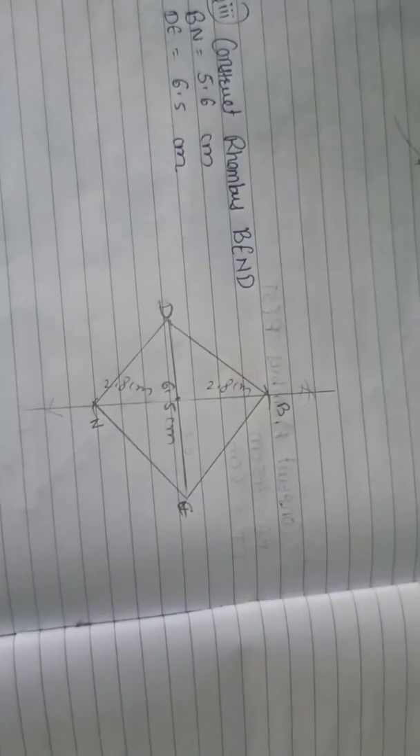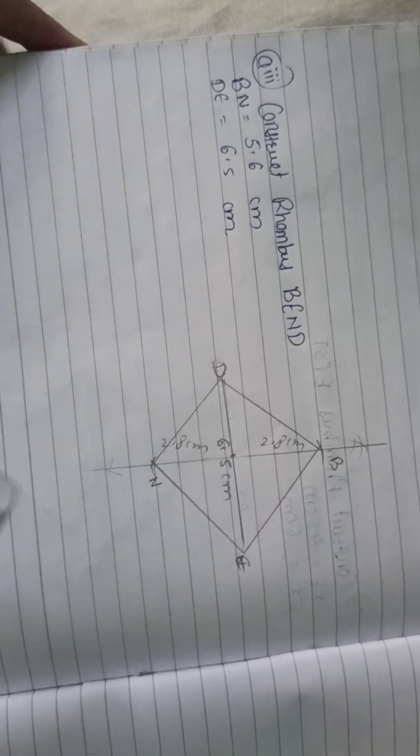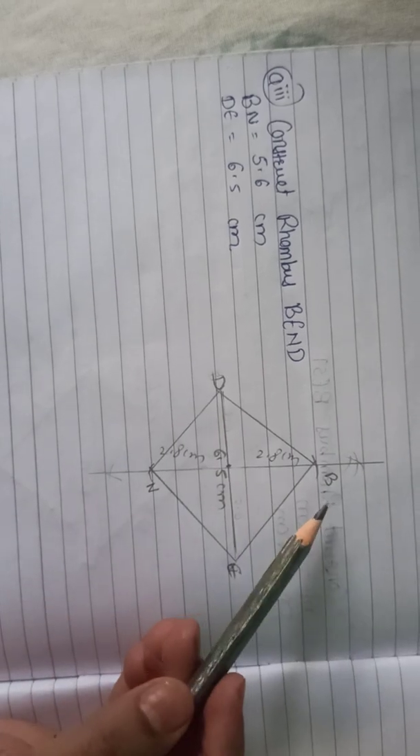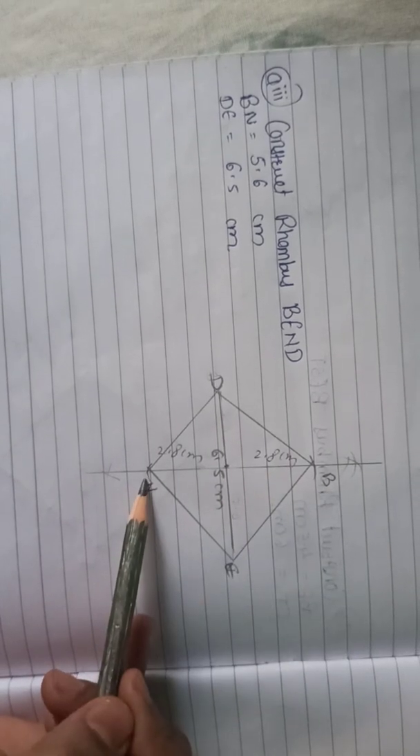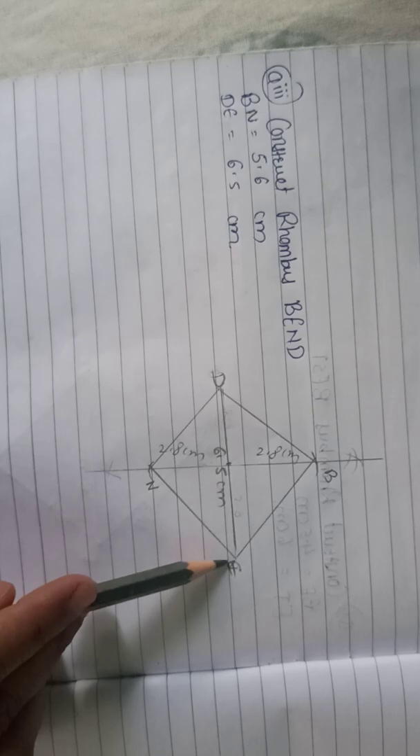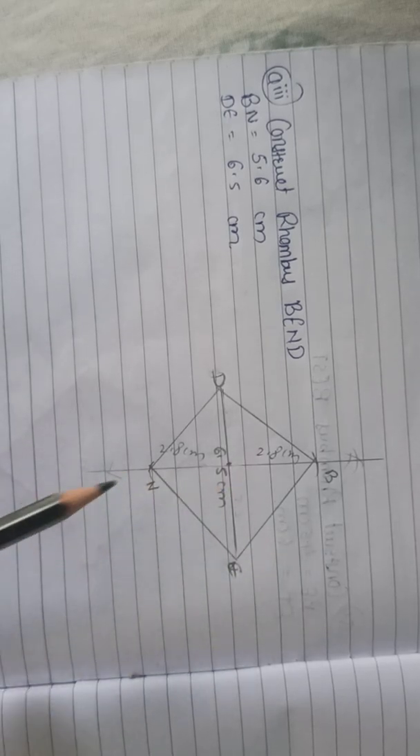Now I am taking the third one. Actually I have seen that, so after first, second I took. Now construct rhombus BEND, and in that BN is one diagonal, and DE is the second diagonal. Okay, so both the diagonals are given, but sides are not given. So whatever is given here, we will start to draw from that.